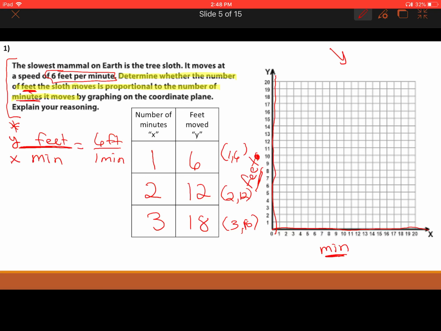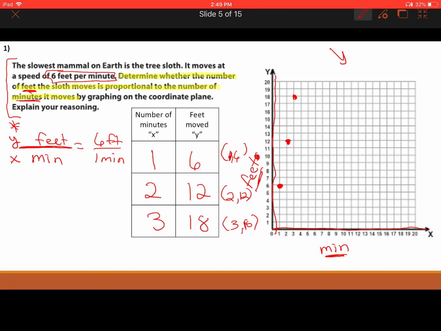Okay, but what does this mean? This means in 1 minute, we move 6 feet. So let's go to 1 minute and go to 6 feet. We're going to put that point right here. Alright, so the second one would be after 2 minutes, we moved 12 feet. So we're going to go to 2 minutes and go all the way up to 12. Picture where that would be right there. And after 3 minutes, we moved 18 feet. So 3, go all the way up to 18, and there we go there.